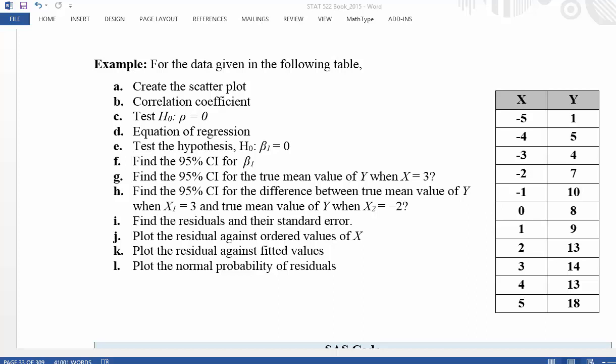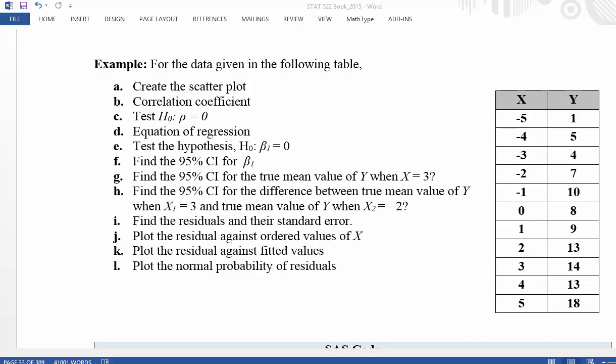We're going to find the residuals and their standard error, plot the residual against the ordered values of x, plot the residual against the fitted values, and plot the normal probability of residuals. Now I want to keep this video short, so I'm going to do all of these in SAS, and I'm going to show you G and H by hand just to give you a little better understanding of how you solve those parts.